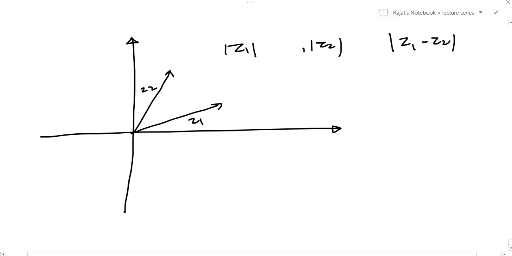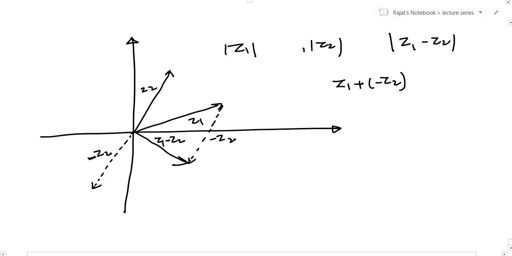If I want to find minus z2, what will I do? I will just oppose the direction of z2, and this will be minus z2. Now I want to find z1 plus minus z2. So basically I'll translate it and keep the tail of minus z2 on the head of z1, and this third side, by combining head with head and tail with tail, will give me z1 minus z2.